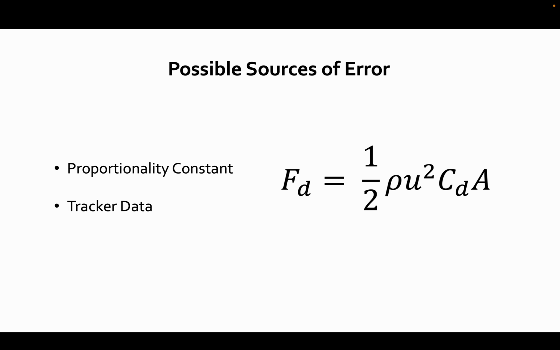One possible source of error could be my proportionality constant. I created a proportionality constant based on the equation shown, and it could be imperfect. Another source of error could be incorrect positions in Tracker, leading to incorrect data.